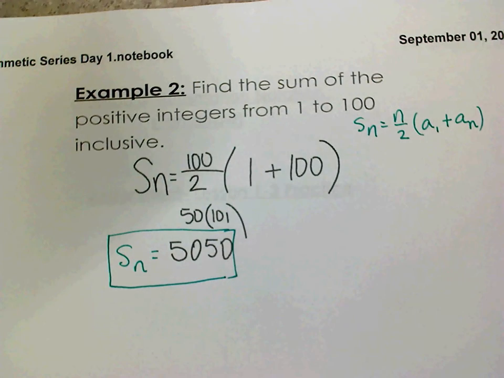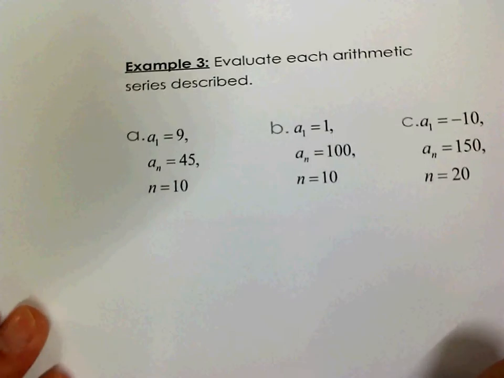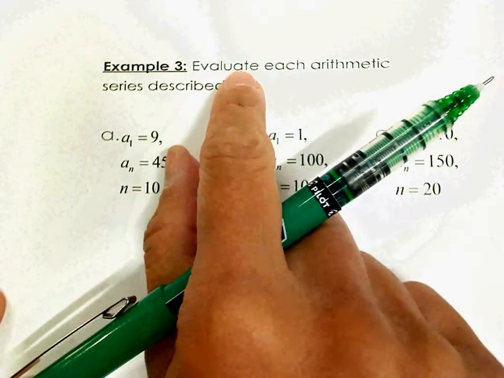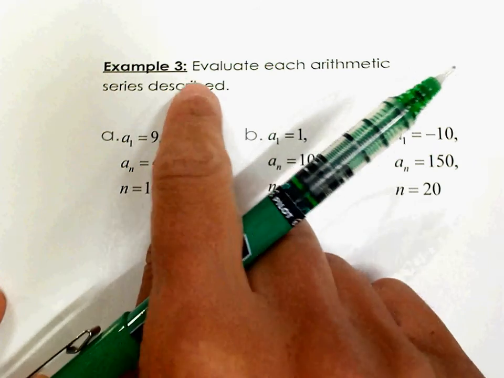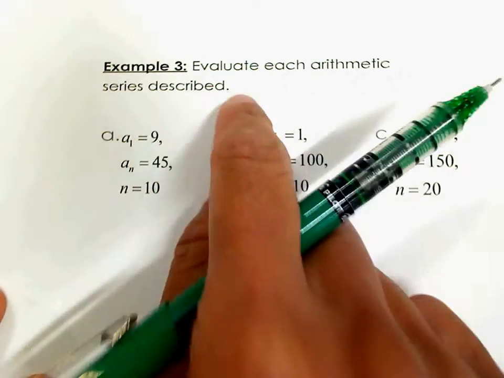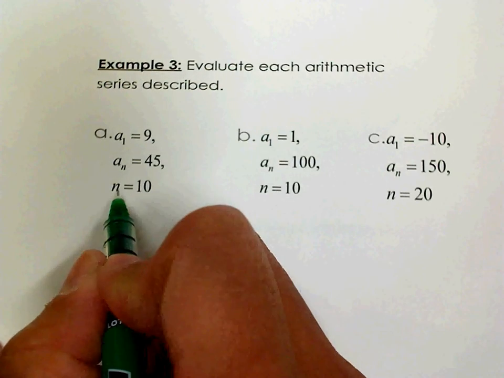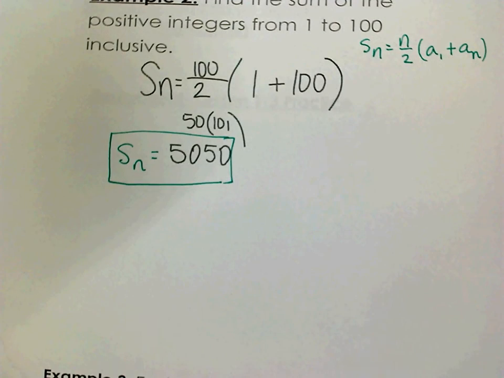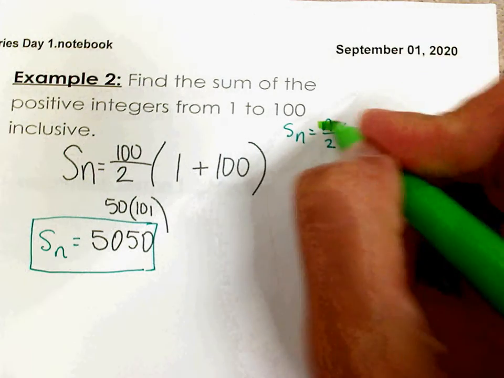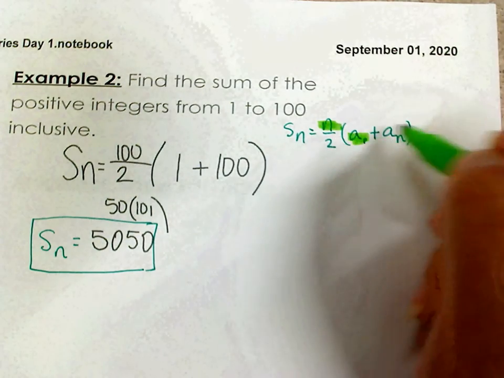All right, this is example 3. Evaluate, that basically means go find me an answer. Evaluate each arithmetic series described. So let's take a look if we can use that formula. Do you have an n? Do you have a first term? Do you have a last term? So the three things that you need to work this problem are an n, a first term, and your last term. Okay? So here we go.